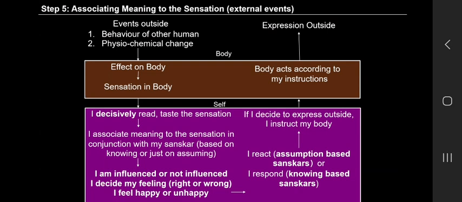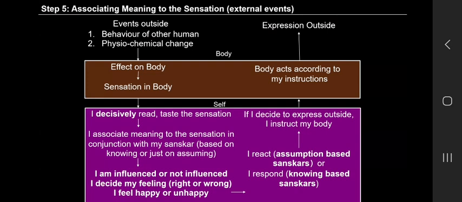Now I associate meaning to that sensation in conjunction with my sanskar. As I read those words, I give meanings to those words, and these meanings are based on my sanskar. It may be based on knowing, it may be based on assuming. So we have assumed that these kinds of words are not good for society, that these kinds of words mean disrespecting a person. Once I associate this meaning with those words, I get influenced because I have associated some meaning to those words.